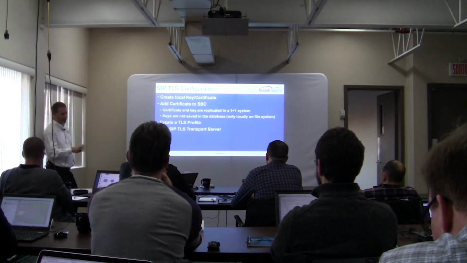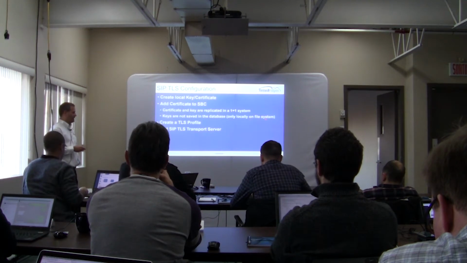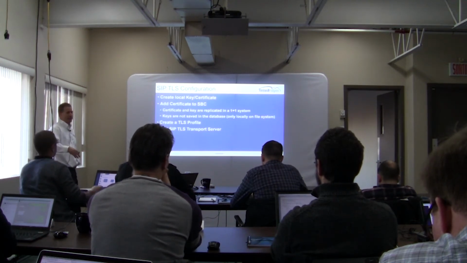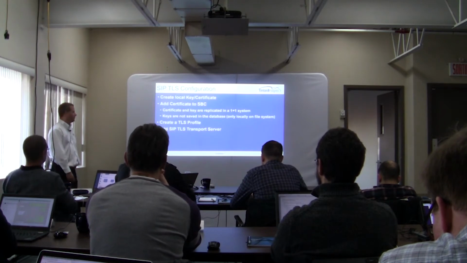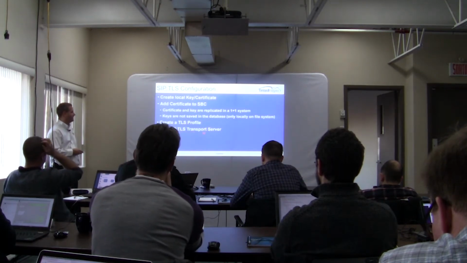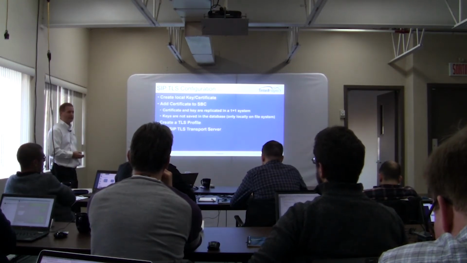That's one other thing I should have added in the other slide. They will be on the file systems locally, so if you want to use another system, then it has to be new keys, or you need to copy those keys to the other system. Create a TLS profile and add the TLS transport server that you can use after that in your network access points.